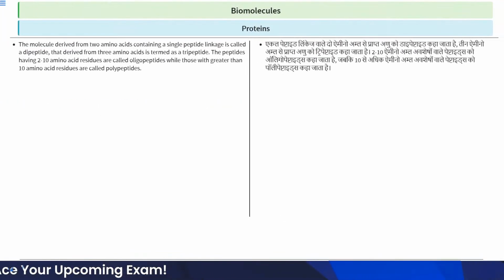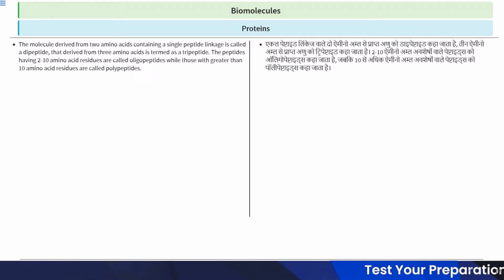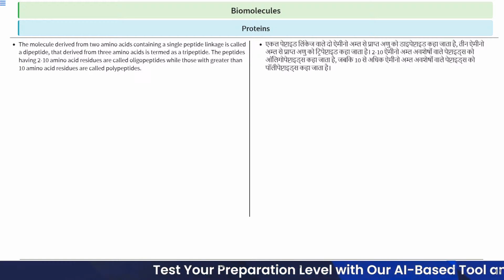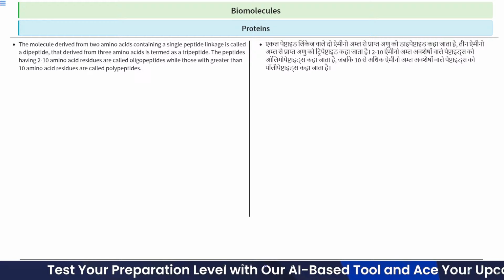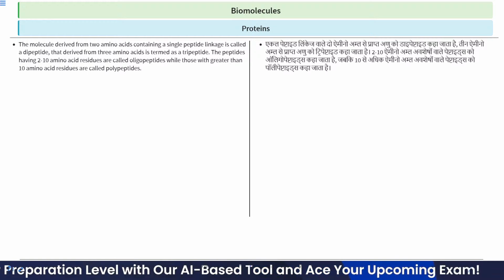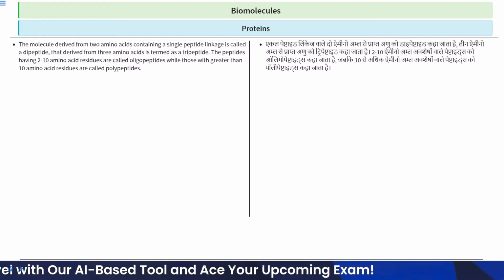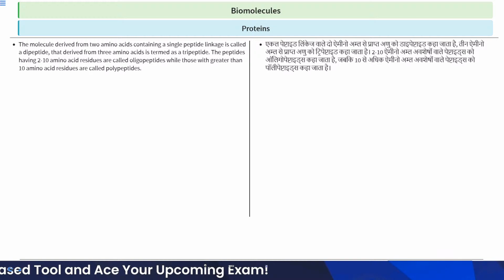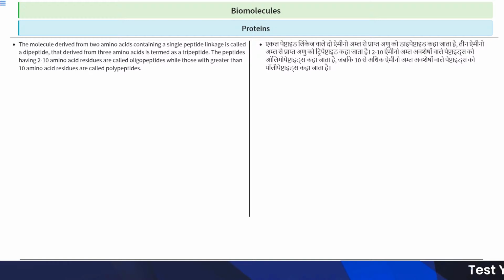The molecule derived from two amino acids containing a single peptide linkage is called a dipeptide. So a molecule which is derived from two amino acids, like two amino acids combined together to form that molecule, and that molecule containing a single peptide linkage, that is known as a dipeptide.